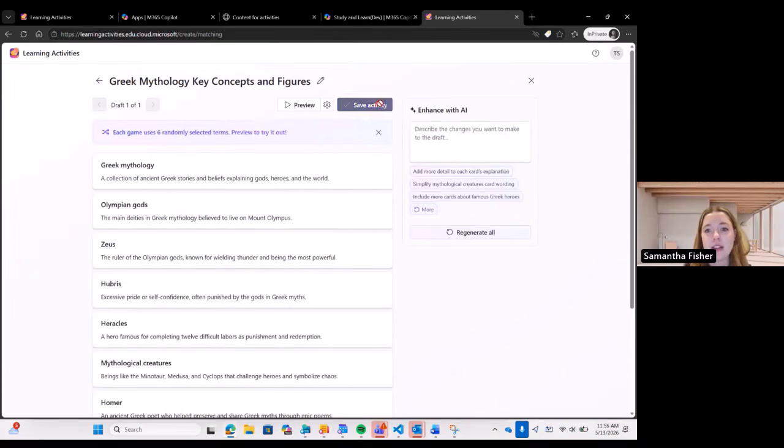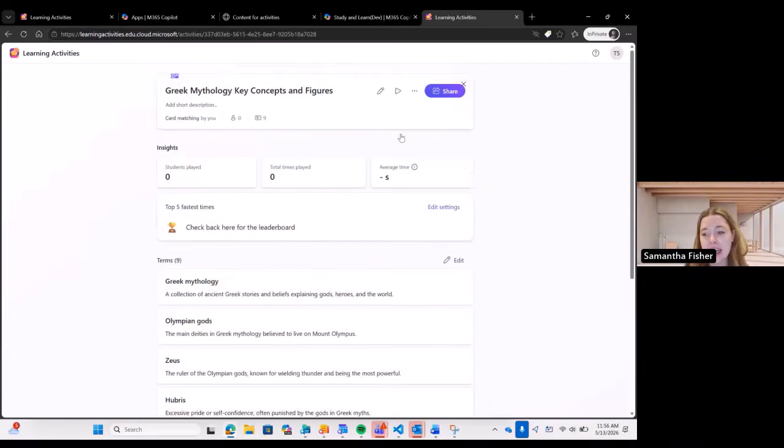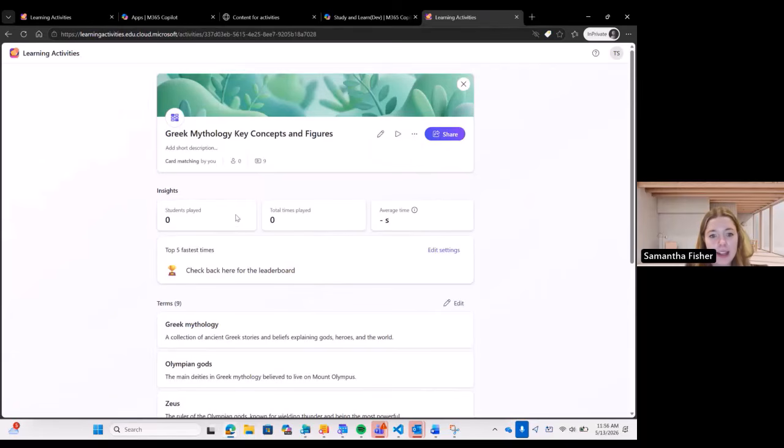once I've shared this with my students. So I'm going to save that activity and again, just show you what that looks like. I can see the students who played, total times played, average time, and then I can see that leaderboard that updates in real time. So that's a fun one as well.